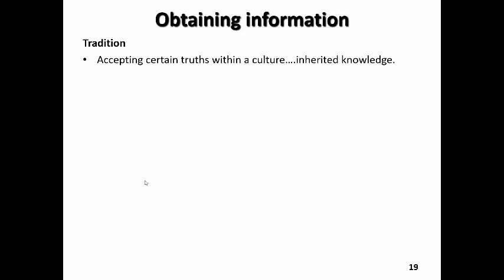Well, if we start with the first one here, tradition, tradition is a way of obtaining information by just simply accepting certain truths within a culture without necessarily challenging those accepted truths. And this is what we refer to as inherited knowledge that gets passed from generation to generation. And what we're really doing here with tradition is accepting precedent without question. And this is certainly the polar opposite of the scientific method.